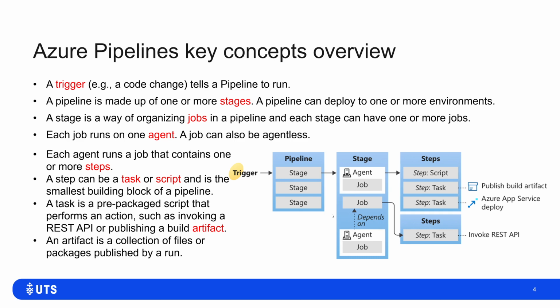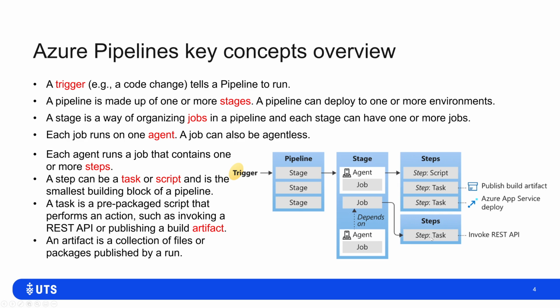And then, a step. There are multiple steps for each job. A step can be a task or just a very simple script, and is the smallest building block of a pipeline. So you can define a small automated test task in a script, and this will be a task in one step. And then a task is a pre-packaged script that performs an action, such as invoking a REST API or publishing a build artifact.